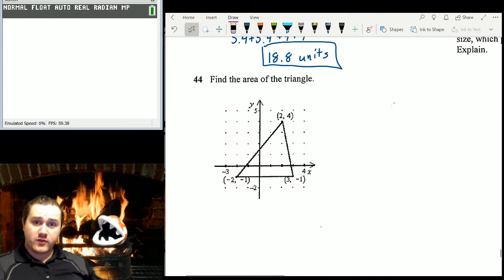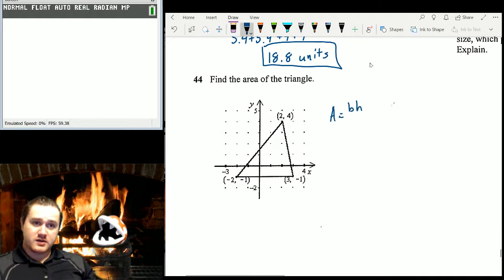Alright, number 44. On this one we have another triangle. We've got to find the area of this. Now for area, again, area is base times height divided by 2. Well, the good thing about this one is we have this flat line here, which we can find the length of by counting. So we go 1, 2, 3, 4, 5, there.